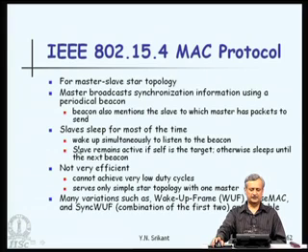So, let us look at the IEEE 802.15.4 MAC protocol. This is actually for master slave star topology only. The master broadcasts synchronization information using a periodical beacon. So, once in a certain number of cycles, the master broadcasts synchronization information. The beacon also mentions the slave to which the master has packets to send. So, this is synchronization information, and then the information itself comes a little later.